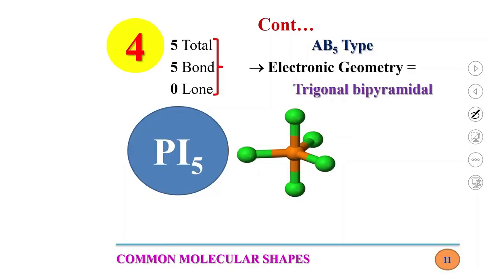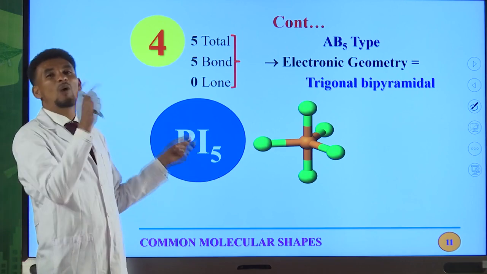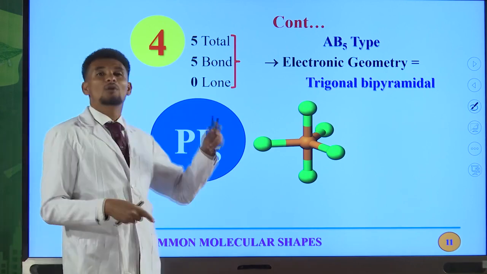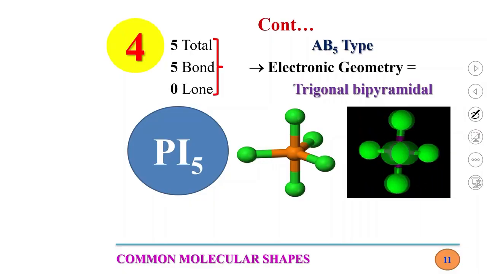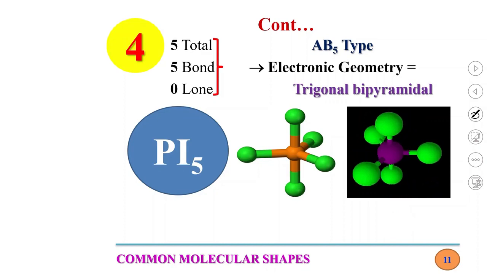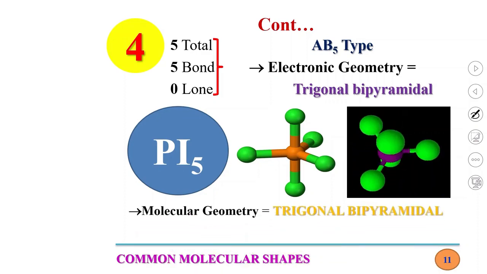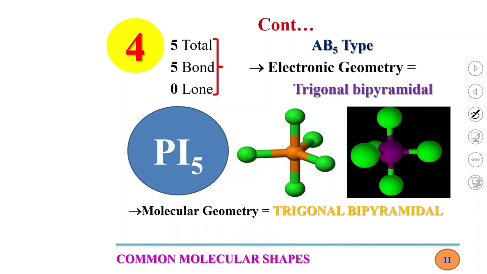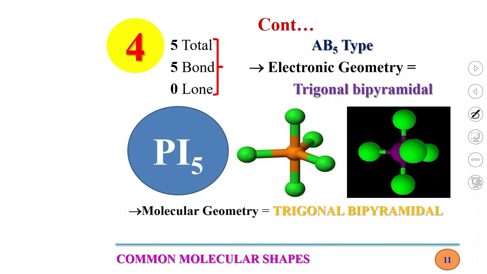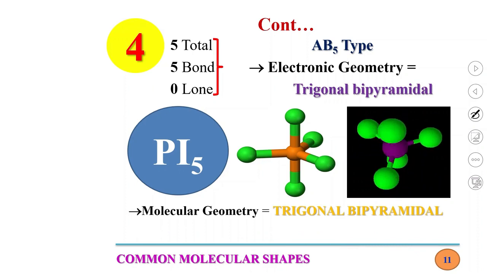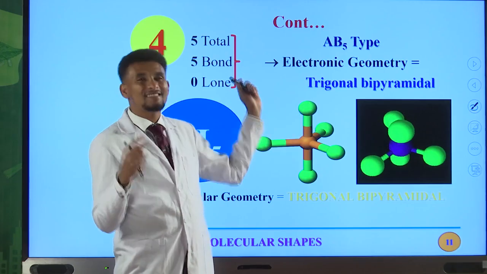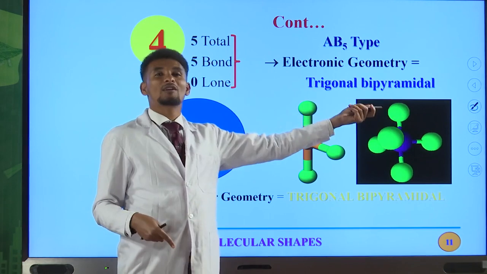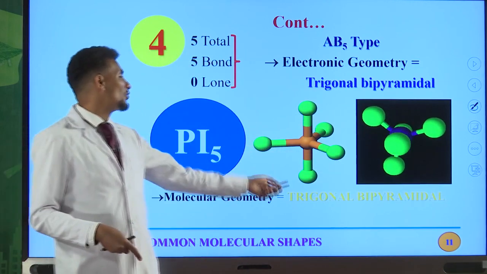Draw the Lewis structure for PCl5. This is one best example for a molecule that has trigonal bipyramidal. This is the electronic geometry of this type of molecules, or electron pair arrangement. Therefore, it looks like this one. All the time, try to look at it in a 3D way. This molecular shape or molecular geometry is also trigonal bipyramidal, because we have no lone pair of electrons on the central atom. They have the same shape. Electronic geometry is trigonal bipyramidal, and its molecular geometry is also trigonal bipyramidal.